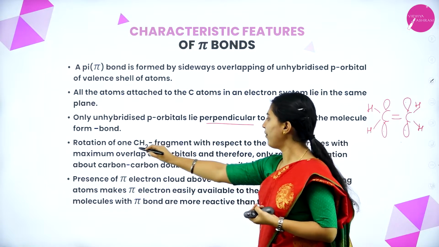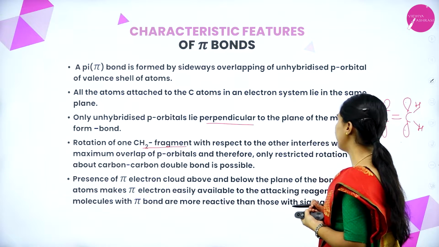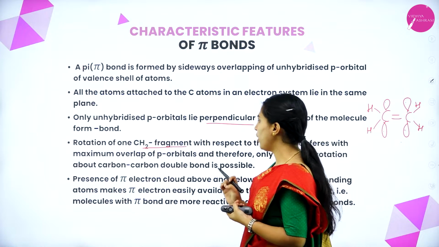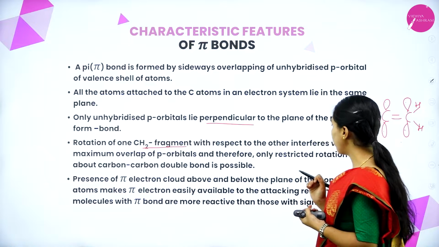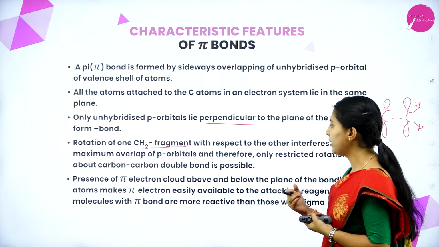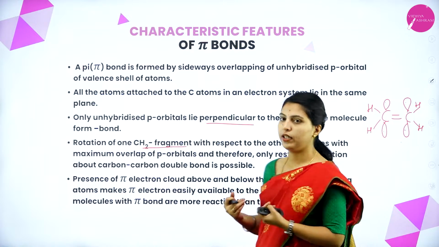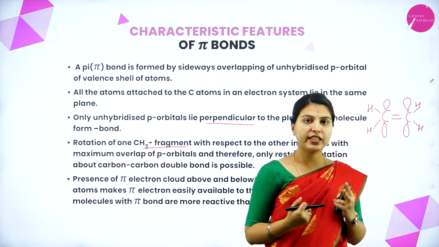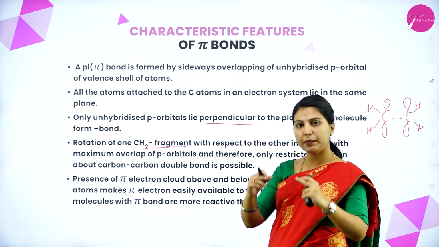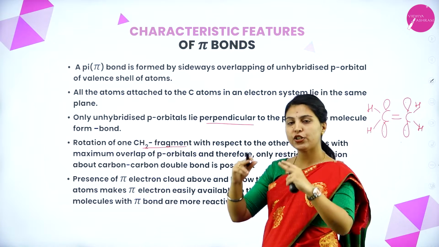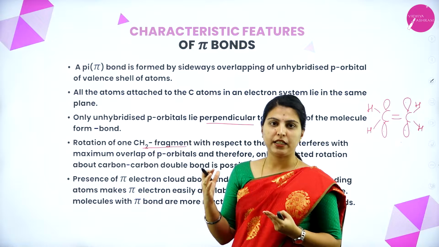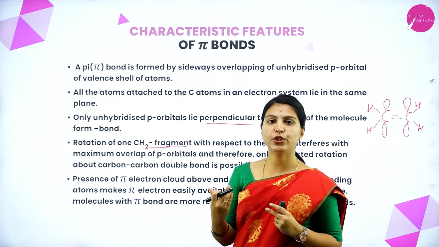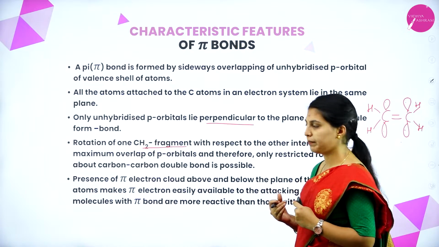Rotation of a CH2 fragment with respect to the other interferes with maximum overlap of p orbitals and therefore only restricted rotation about the carbon-carbon double bond is possible. What will happen? This CH2 rotation is restricted; only the carbon-carbon double bond will move, but the rotation of CH2 will be forbidden because it cannot move due to the interference of overlapping.